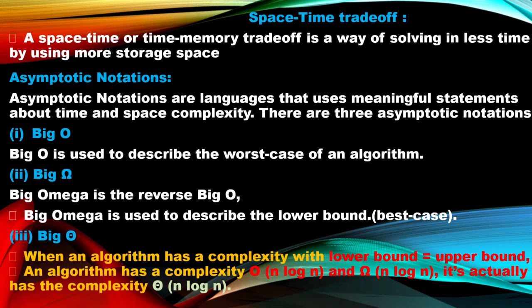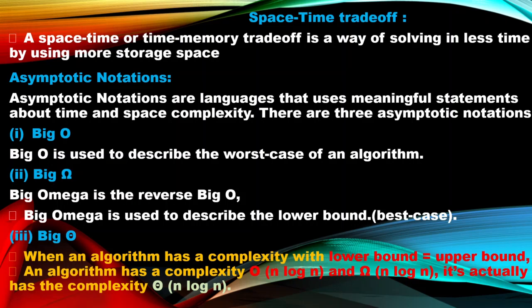Second one is big omega. Big omega is the reverse of big O. Big omega is used to describe the lower bound or the best case. Third one is big theta. When an algorithm has a complexity with the lower bound equal to the upper bound, say an algorithm has a complexity O(n log n) and Omega(n log n), its actual complexity is Theta(n log n). So this is used for finding the complexity of an algorithm.